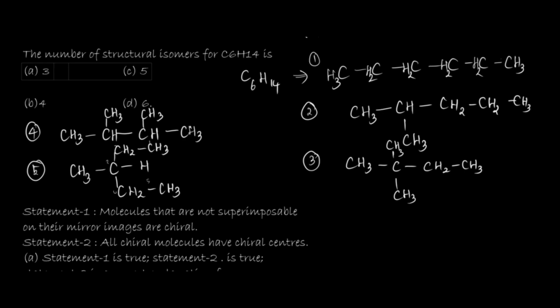So second position I'm having, third position I'm having methyl. Here I'm having it in second position. Here 2, 2. Here I'm having it in 2, 3. So these are the 5 possibilities I can write for structural isomers of C6H14.